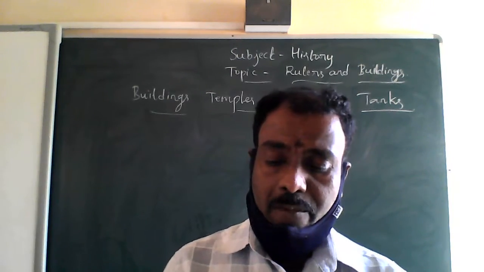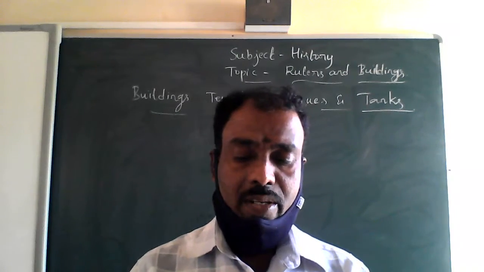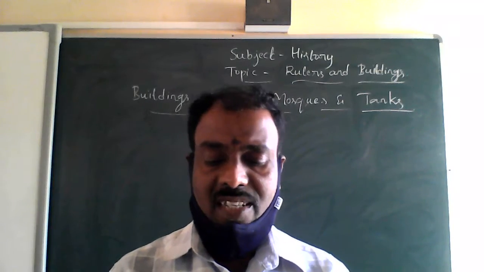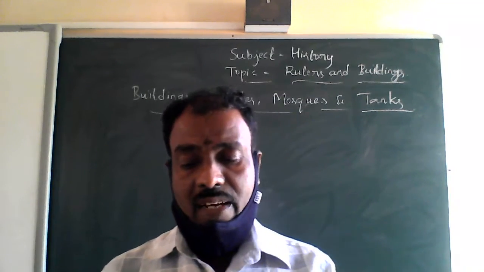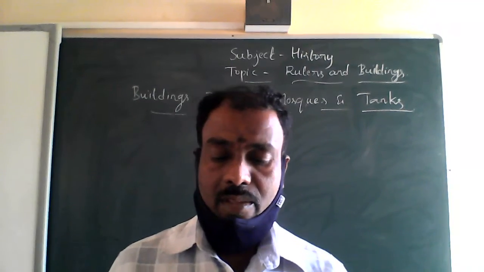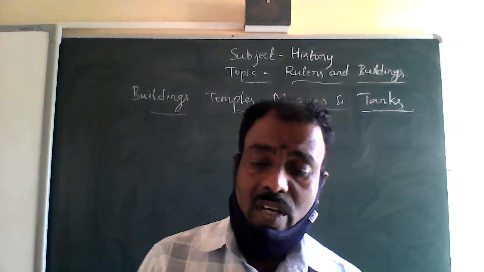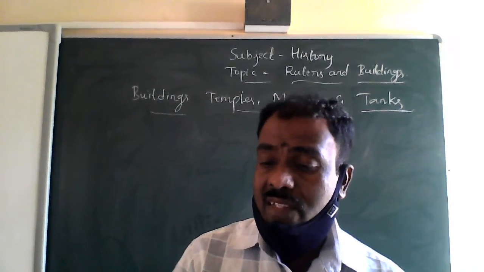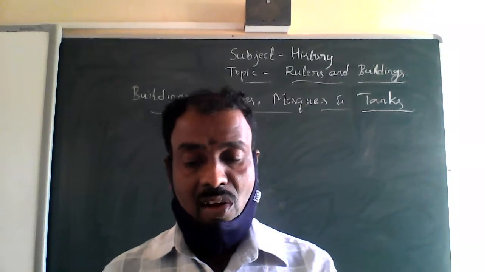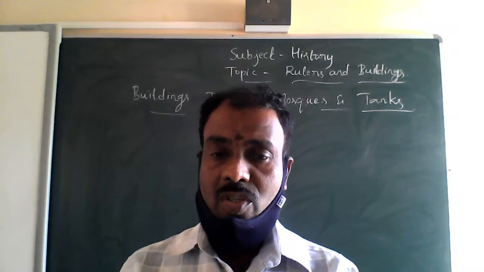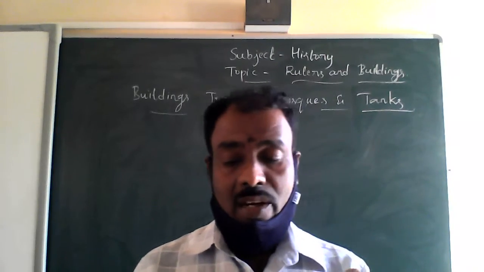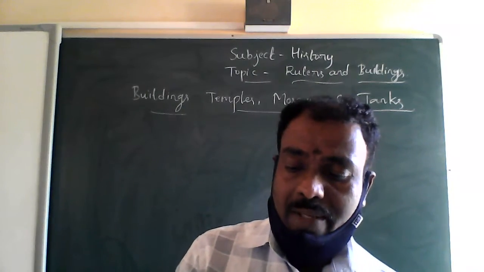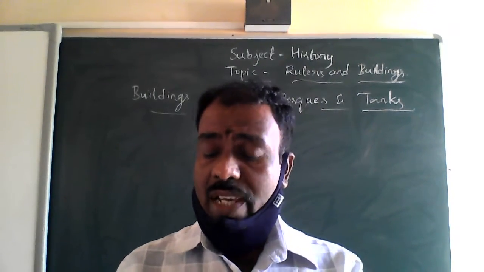For example, the Rajarajeshwara temple. Here an inscription mentions that it was built by King Rajaraja Deva. Understood? Why was it built? For the worship of his god Rajarajeshwara. Rajaraja Deva was the king, so he built the Rajarajeshwara temple. You can notice that.